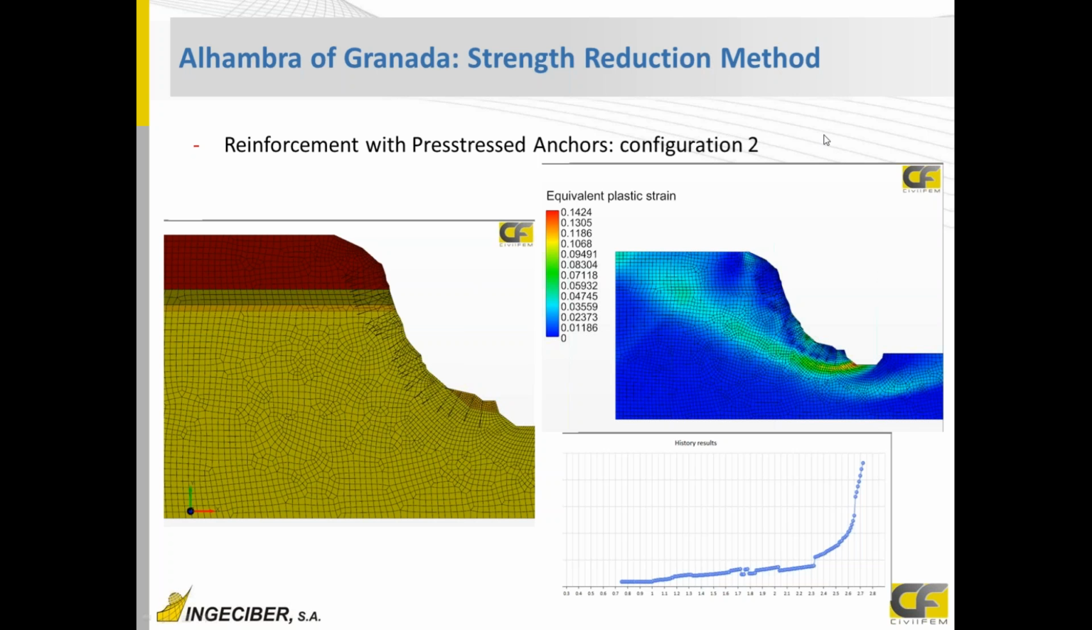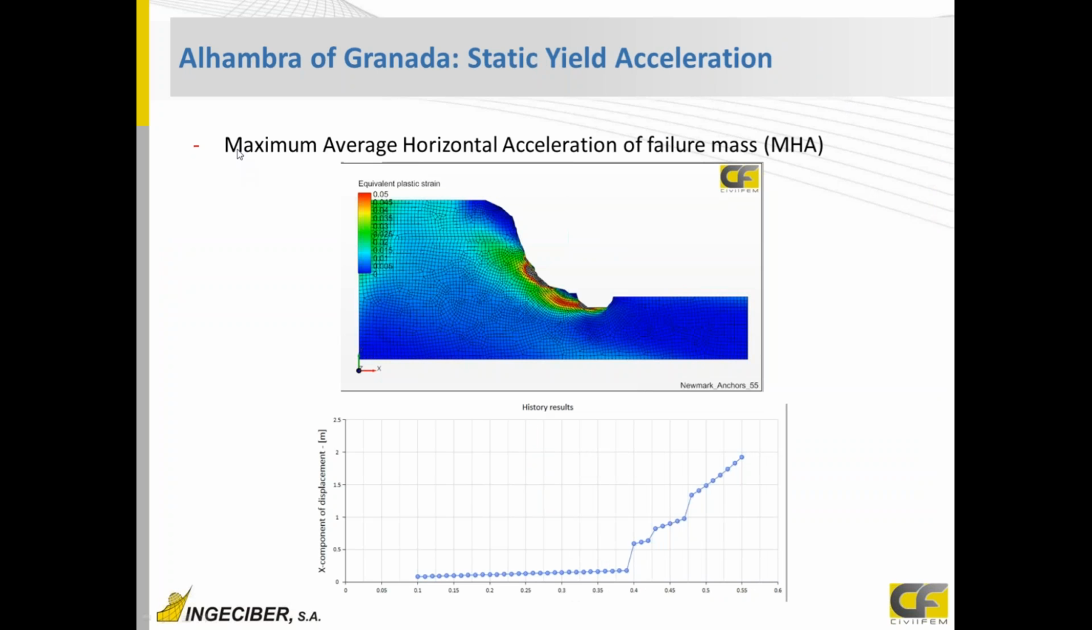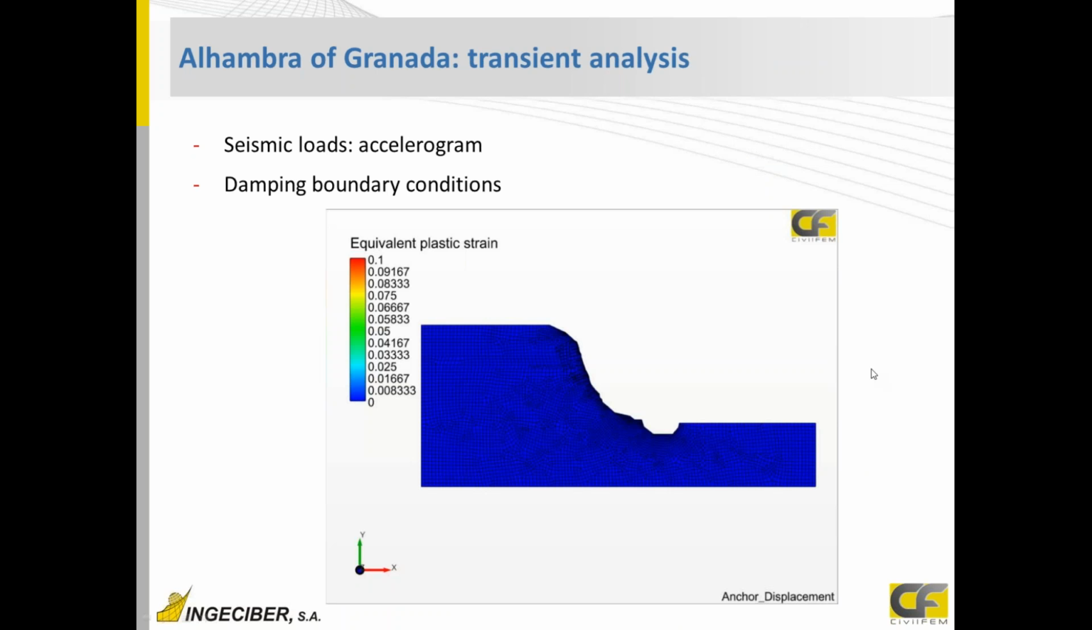Then for the previous slope, we also tried to obtain the maximum average horizontal acceleration of the failure mass. That happens around 0.38. That value could be used for the Newmark method to determine, with this static horizontal analysis, the total displacement by integrating the accelerogram for accelerations higher than this value. But the best method to calculate real displacements is to run the full transient analysis.